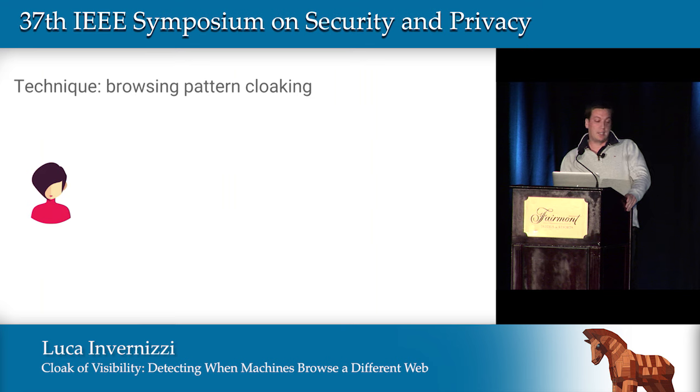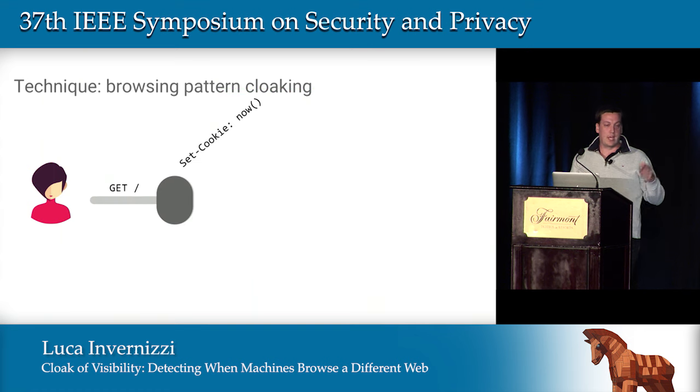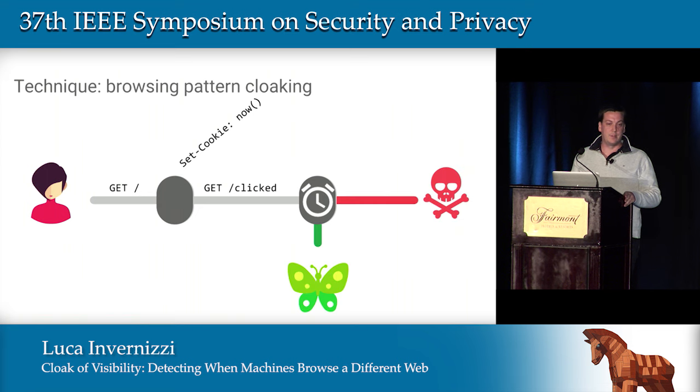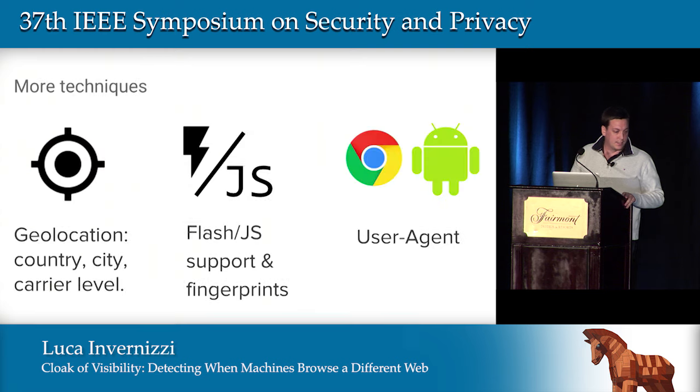Another last thing that they do is check the browsing pattern of the user through the site and only deliver the real content if the user follows a precise pattern and within a certain time frame. Here the user has to get the home page and click on something within 10 seconds, otherwise they don't get the true content of the site.